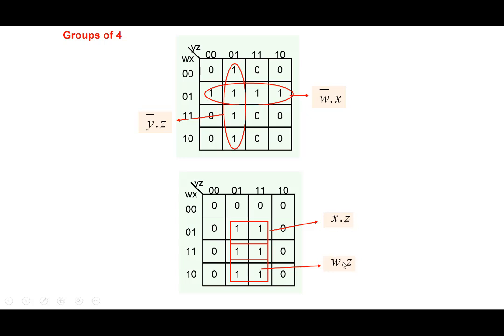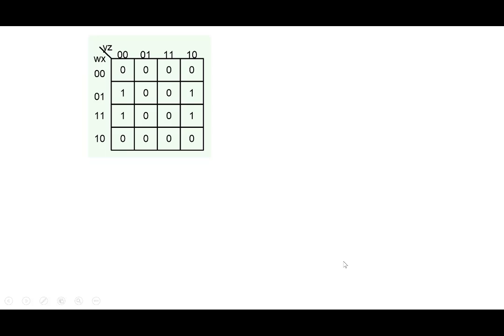All right, what about this one? Well, note that these terms are also adjacent to these terms here. So we could combine these two together here. So that's a group of 4. And what is common between these two? Note that 0, 1 and 1, 1, so common is X here, and 0, 0 and 1, 0, so what is common is Z bar here.